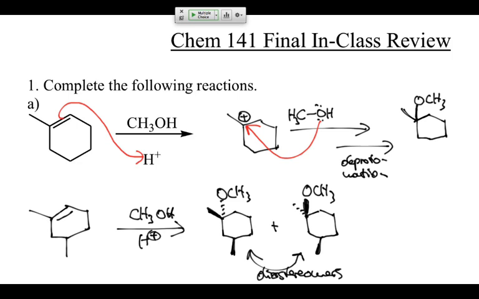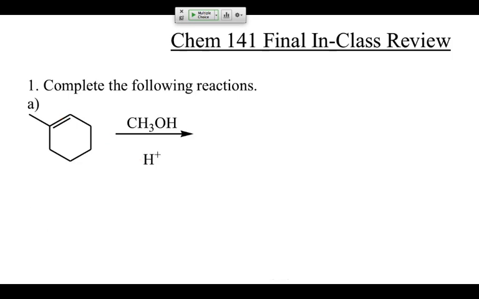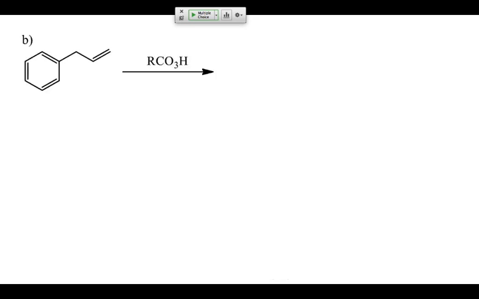So let's go to the next one. All right. Here, what is this reagent? RCO3H. This thing. That's a per acid, right? It has an extra oxygen. So RCO2H, that's just a carboxylic acid. Okay? So RCO3H, that's this thing. So it's a per acid.